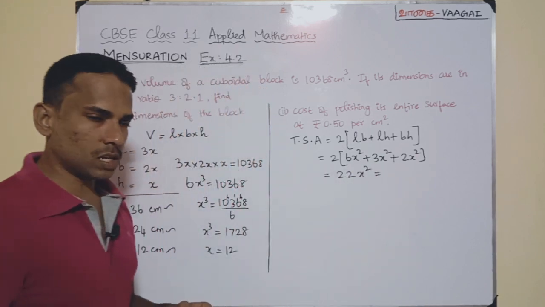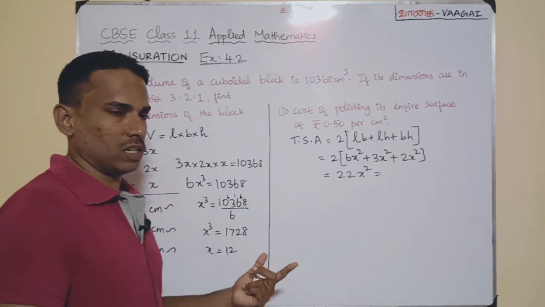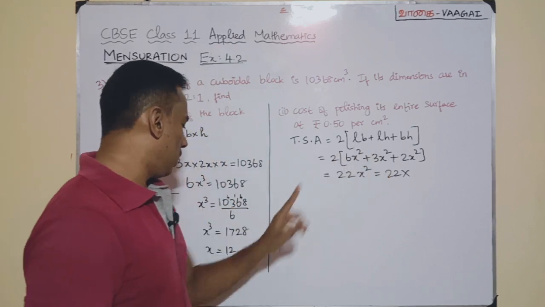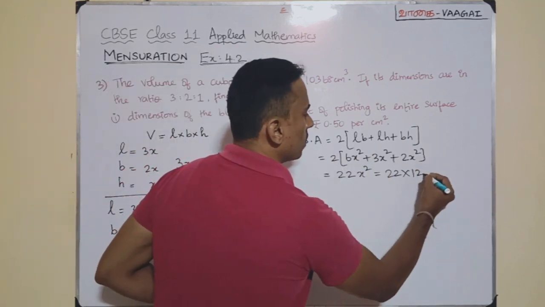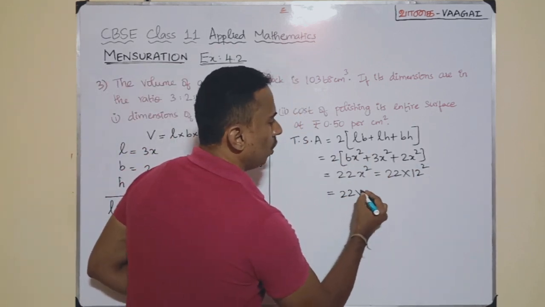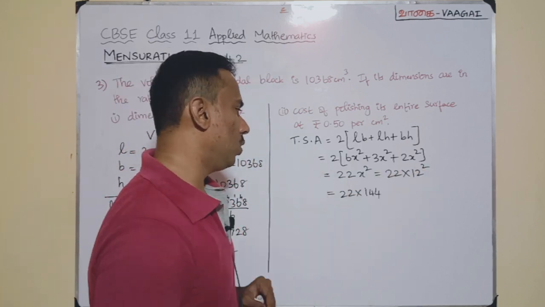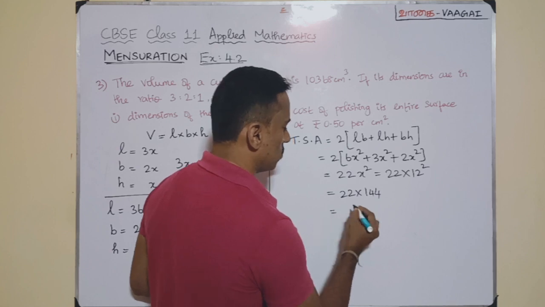Now I can easily substitute the value of x here so that I can easily finish off this problem. That's the reason. So 22 into, what about x square now? X square is 12 square. So that means I will have 22 into 144, because you know 12 square is 144. So 22 into 144 will be basically what?